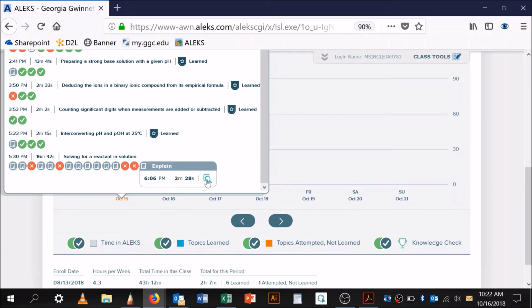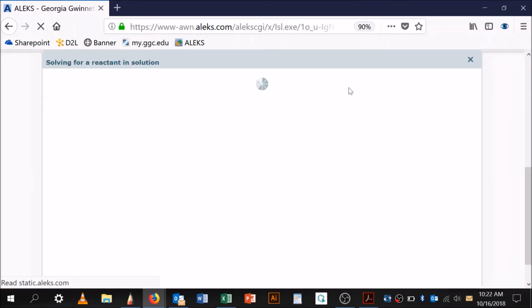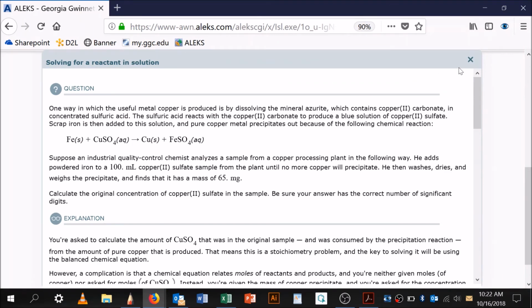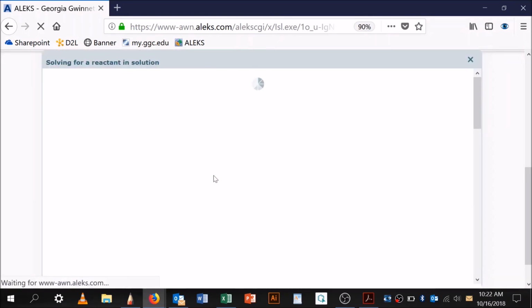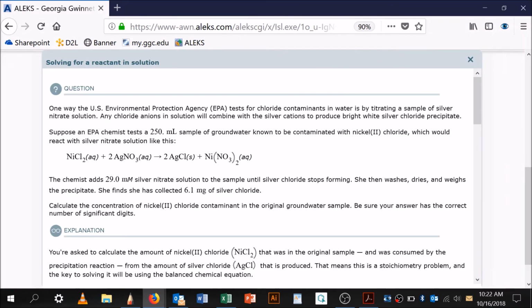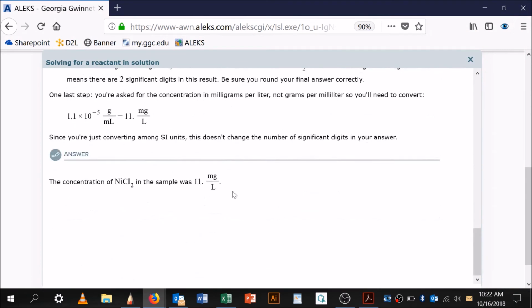I think that's the one right there. Oh, can I go to... I think, no, that's a different question. Let me go here. My wife just walked in. All right. Yeah, 11. There we go. 11 milligrams per liter. Okay. Very good. I hope that's helpful.